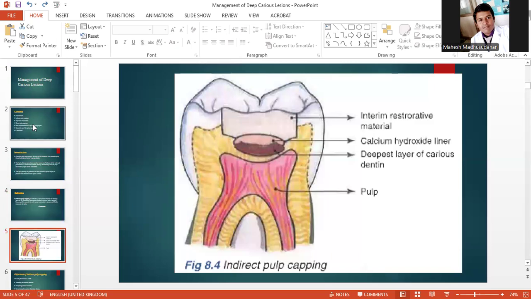This is the diagrammatic representation. You can see the internal restorative material at the top. Just below that, calcium hydroxide liner, and below that you can see the deepest layer of carious dentin, which is in close approximation with the pulp.